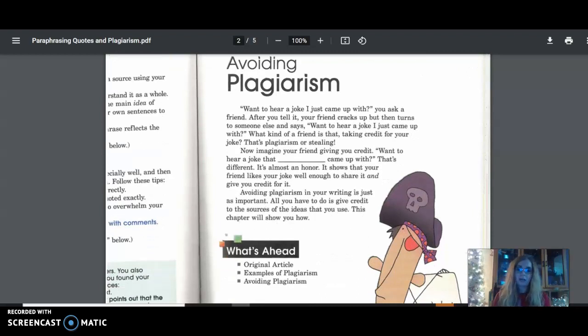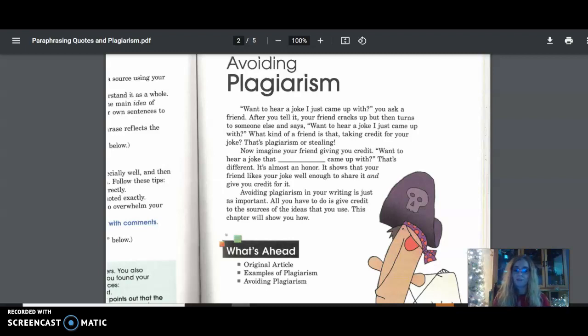Want to hear a joke I just came up with? You ask a friend. After you tell it, your friend cracks up, but then turns to someone else and says, want to hear a joke I just came up with? What kind of friend is that, taking credit for your joke? That's plagiarism or stealing. Now imagine your friend giving you credit. Want to hear a joke that, insert said friend's name, came up with? That's different. It's almost an honor. It shows that your friend likes your joke well enough to share it and give you credit for it.